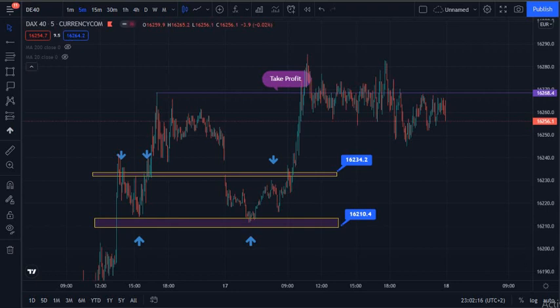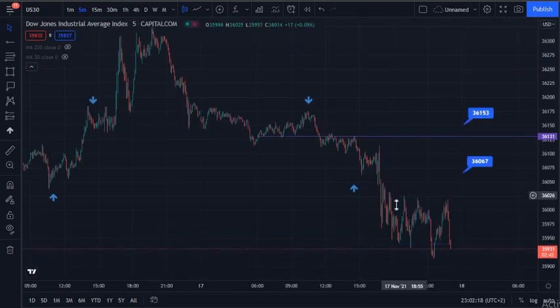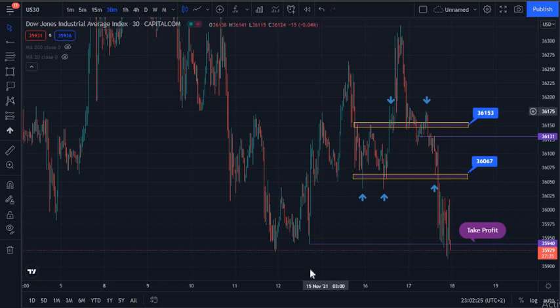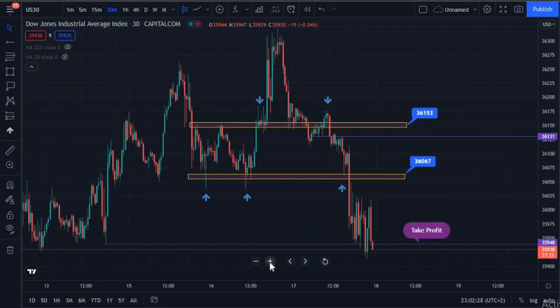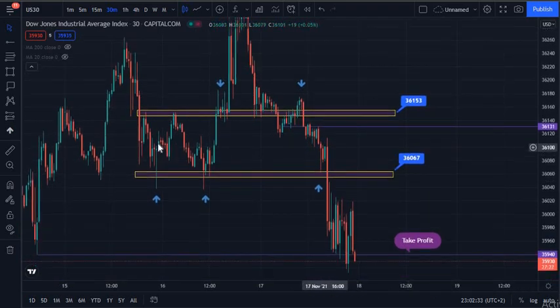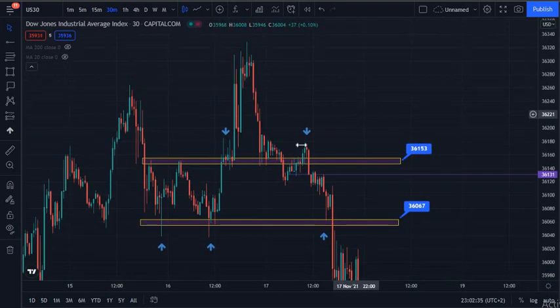The next one is US 30. This is a trade that I did partake in today, so let us see this. US 30 yesterday went from a very bullish movement, and later on in the night it went very bearish, and it closed above this area of value.